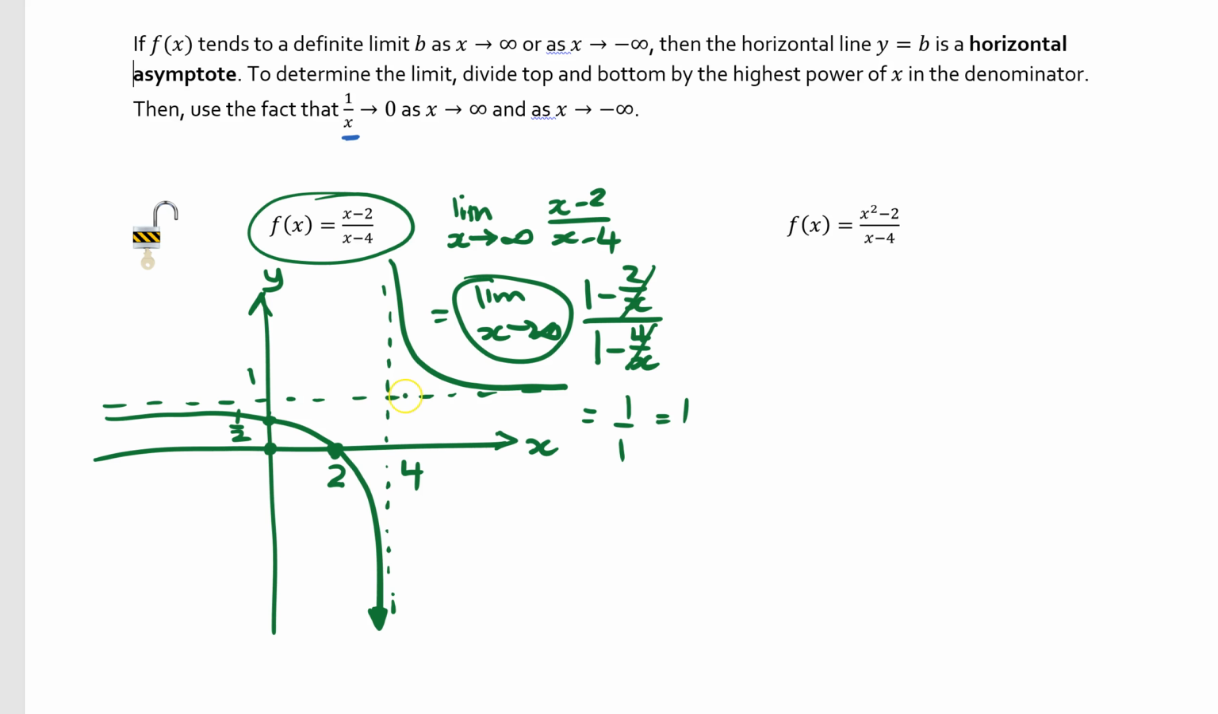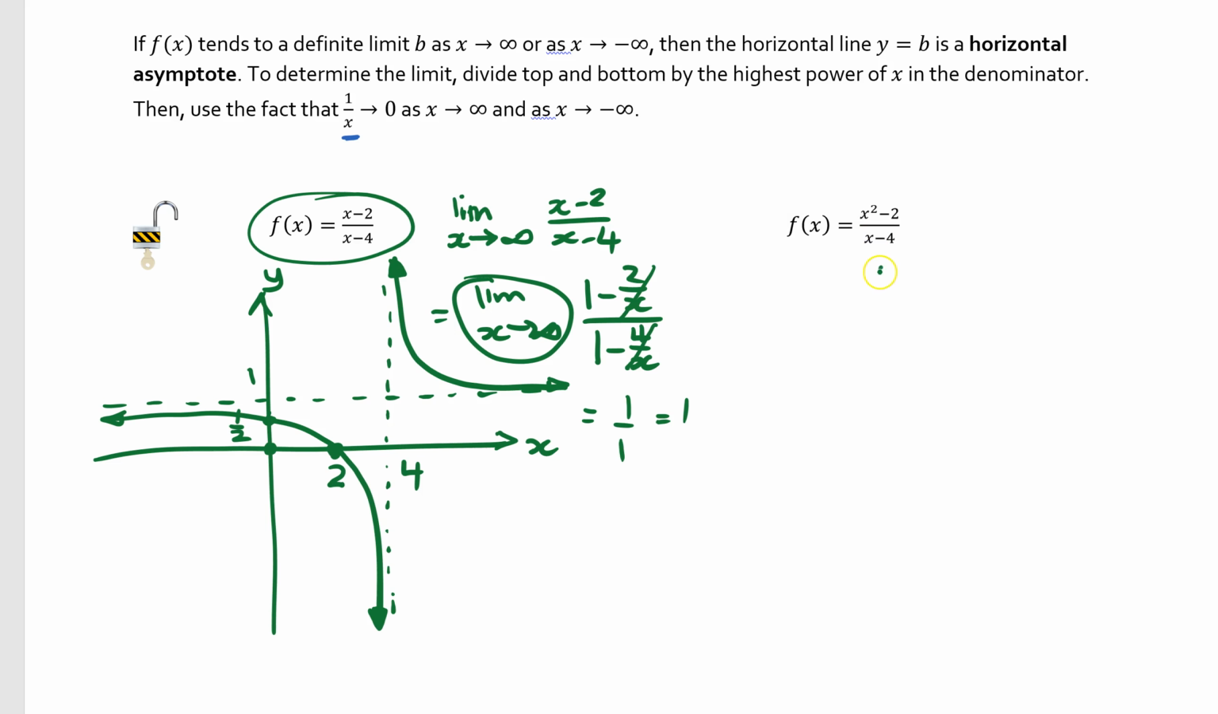And on this one, when I put in a number which is a little bit bigger than 4, then my bottom line here is a tiny positive number. My top line is not tiny. So I end up shooting off towards positive infinity. And likewise, we've got our horizontal asymptote from our proof just here. So this is what our curve looks like.